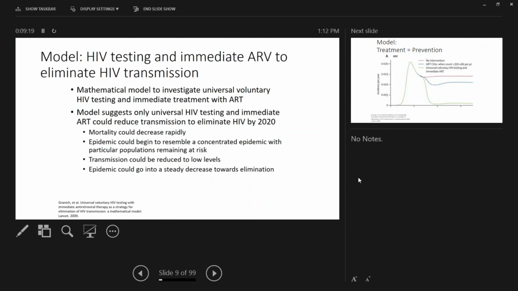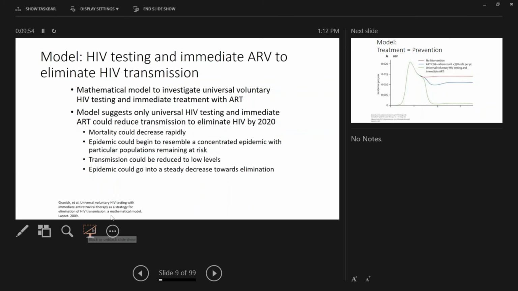in about 2009. In this mathematical model, the question was, what would the effect be of universal voluntary HIV testing with immediate treatment with antiretroviral therapy on diagnosis? So when this model came out, this was a very theoretical idea, given the fact that immediate antiretroviral therapy was not really the state of the art of what was happening in care. But with this vision, the model suggested that with universal HIV testing and immediate antiretroviral therapy, there could be a reduction in HIV to the point of near elimination by the year 2020.